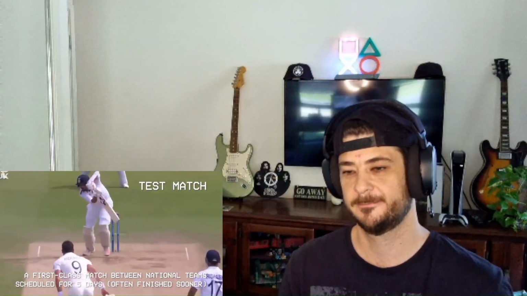At the beginning of the first day, there is a coin toss to determine which team goes first, and then the sides alternate going through their entire batting order. This happens twice.